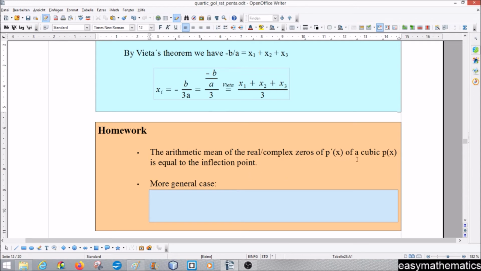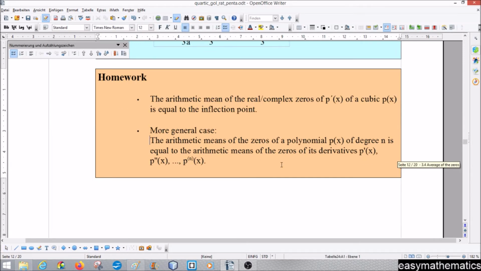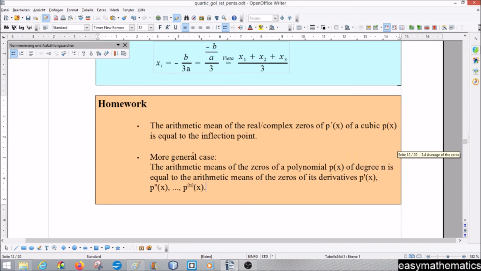A little homework for you: the arithmetic mean of the real or complex zeros of the derivative of a cubic is also equal to the inflection point. This is my homework for you. And there is a more general case. The arithmetic mean of the zeros of a polynomial p of degree n is equal to the arithmetic mean of the zeros of its derivatives, the first, the second, up to the (n-1)th derivative. Okay? This is also a very beautiful result. And to prove it, you just have to generalize this proof from Theorem 8. Okay, so download the document and think about that. It's not so difficult, and it's a very nice property in my opinion.